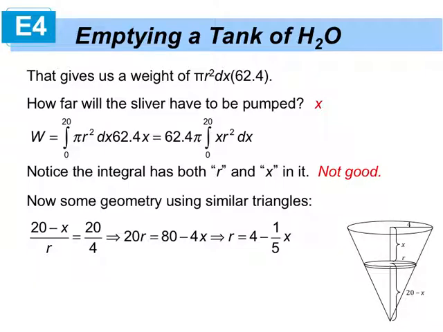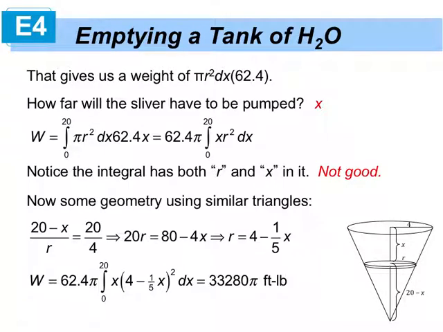How we doing? Take everything that's a constant, the 62.4 and the pi, and move it out in front so you don't have to deal with it. Pi pound feet. That's kind of a big jump. 33,280 pi foot-pounds, or pound-foots, or pi pound feet.